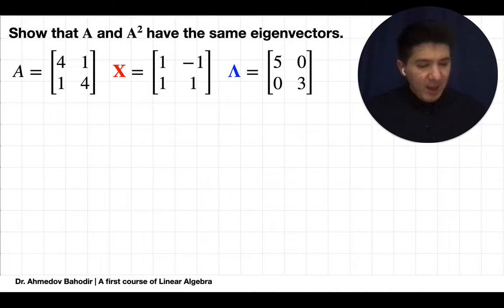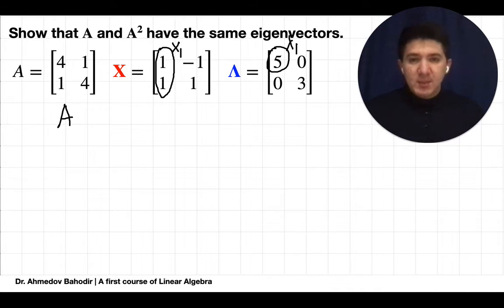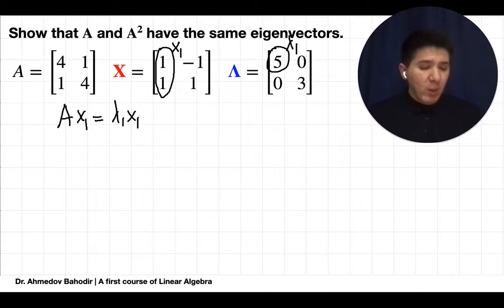Let's assume that x1 is an eigenvector of the matrix A, corresponding to the eigenvalue lambda 1. What does it mean that x1 is the corresponding eigenvector of the matrix A? It means that if you multiply A by x1, you get lambda 1 times x1. This is what it means that x1 is the eigenvector and lambda 1 is the eigenvalue. Now I'm going to take this x1 and multiply it by A squared.